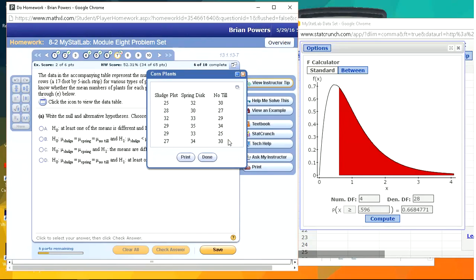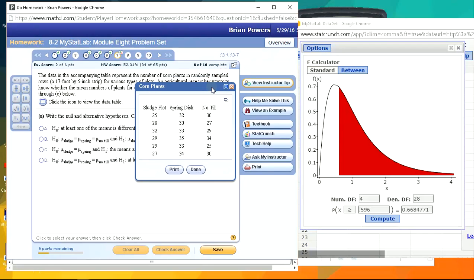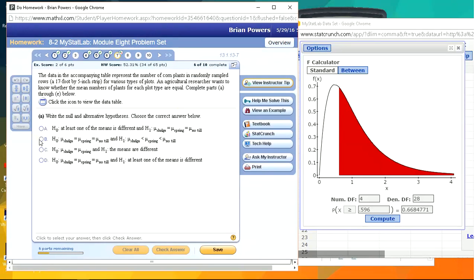Okay, so the null hypothesis in this case is that all these 3 populations actually have the same mean. The alternative is that one of the populations has a different mean. So the null hypothesis is that the mean for the sludge plot, the spring plot, and the no-till is the same. The alternative is that at least one of them is different. They don't all have to be different. At least one of them is different.